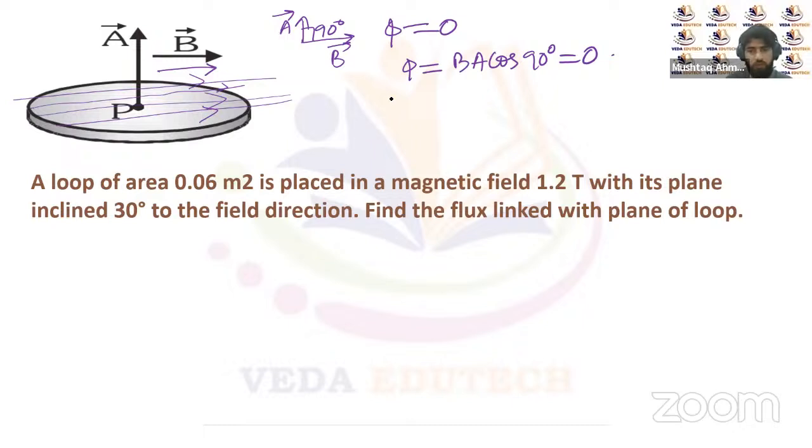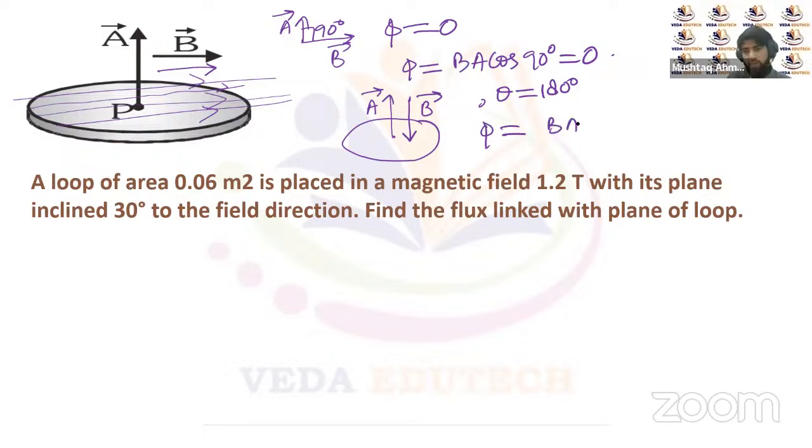In the same way, let's suppose this is the circular area, and this is the area vector, and these are the magnetic field lines passing through it. We can see here that the angle between the area vector and the magnetic field lines is actually 180 degree. So the flux here is BA cos 180, or we can say it is minus BA. It's a negative flux. So the flux is negative here, but the magnitude of the flux is once again BA.